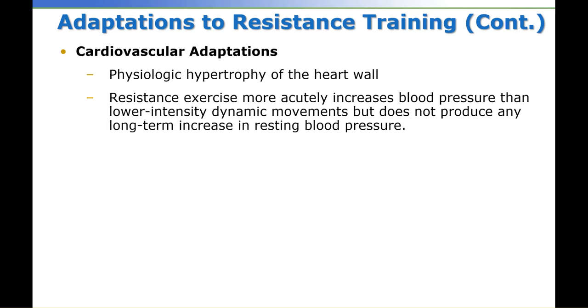Cardiovascular adaptations: physiological hypertrophy of the heart wall. You have left ventricular hypertrophy. People look at that and say, oh, that must be bad. You know, high blood pressure over time causes it. Yeah, it does. It could lead to heart failure.